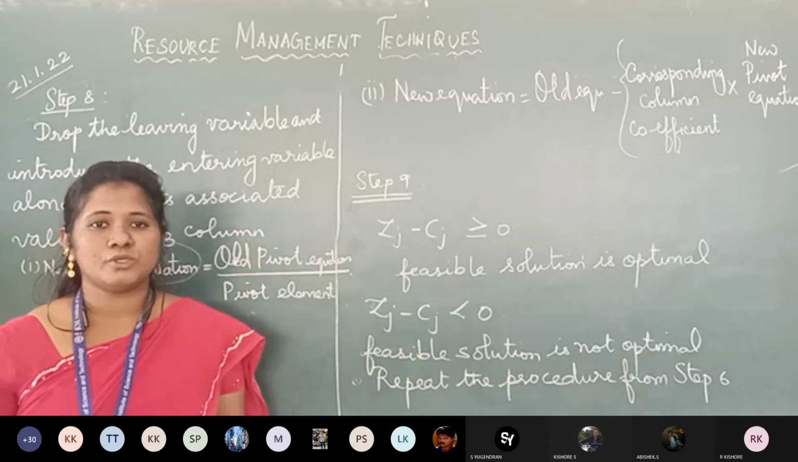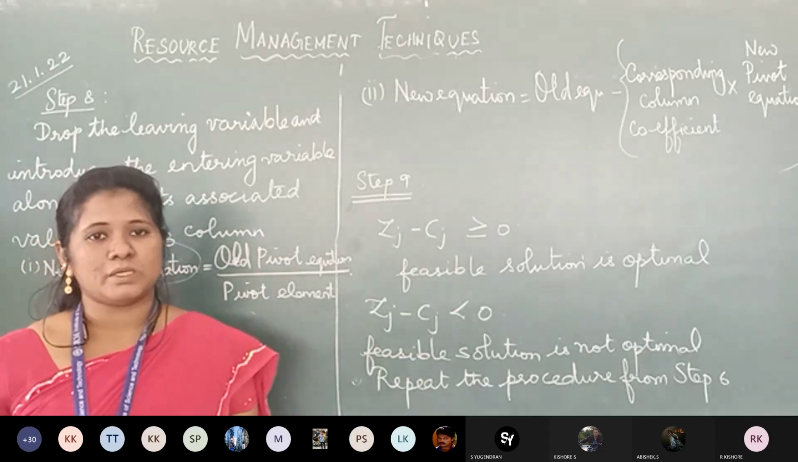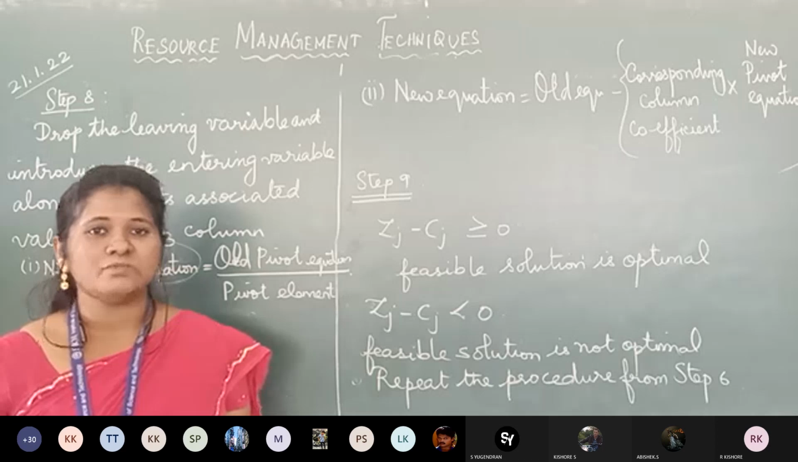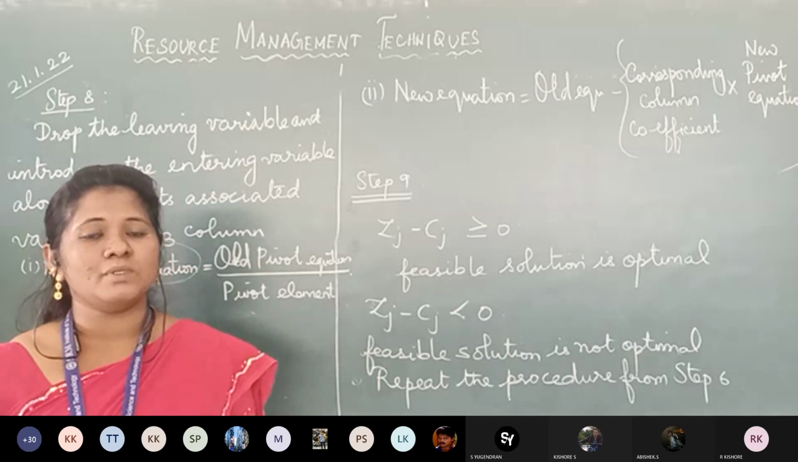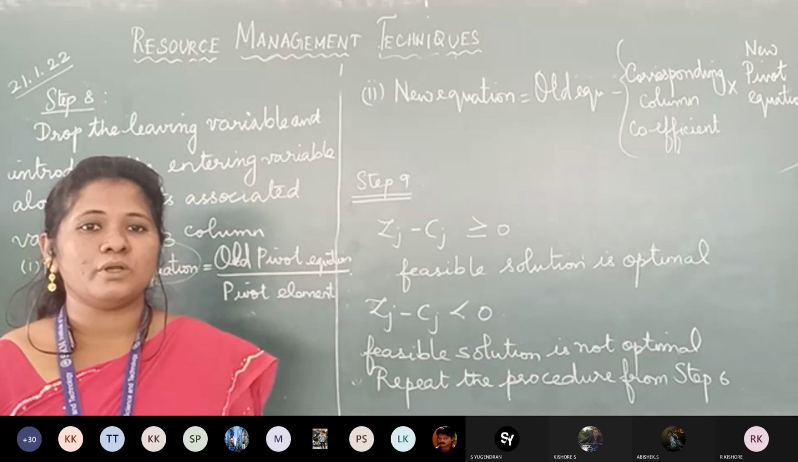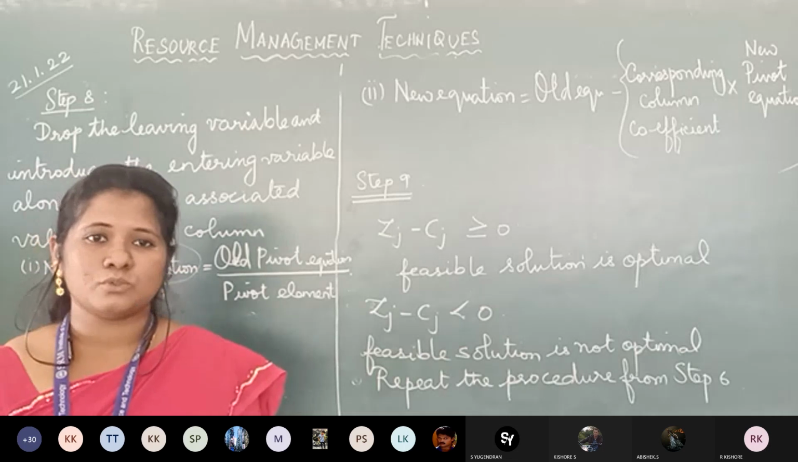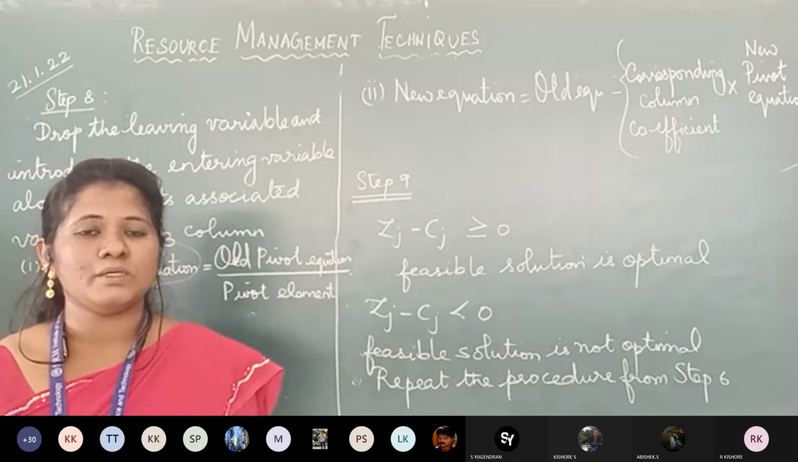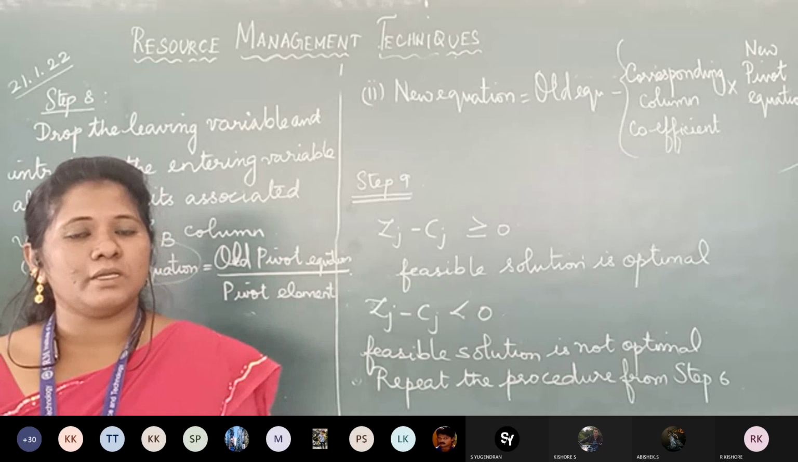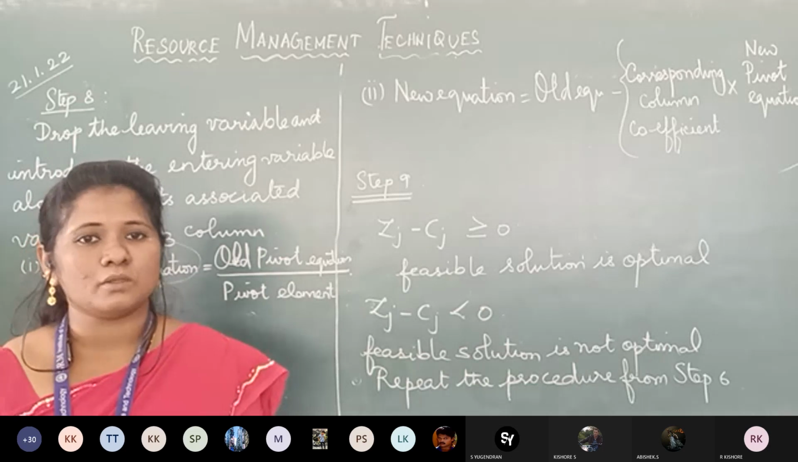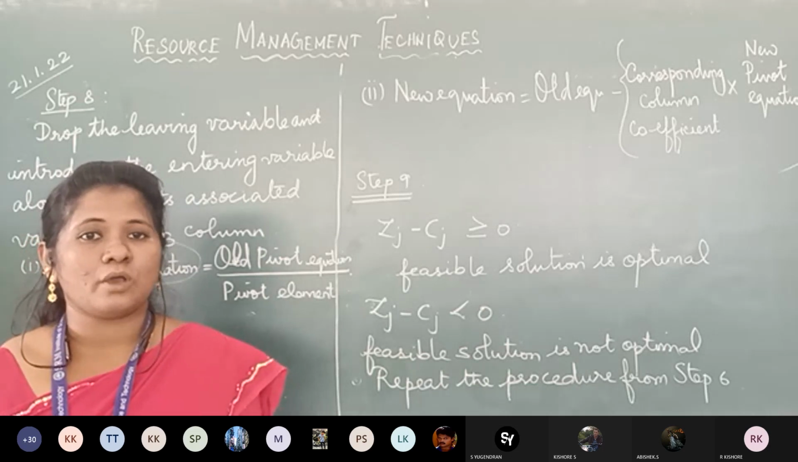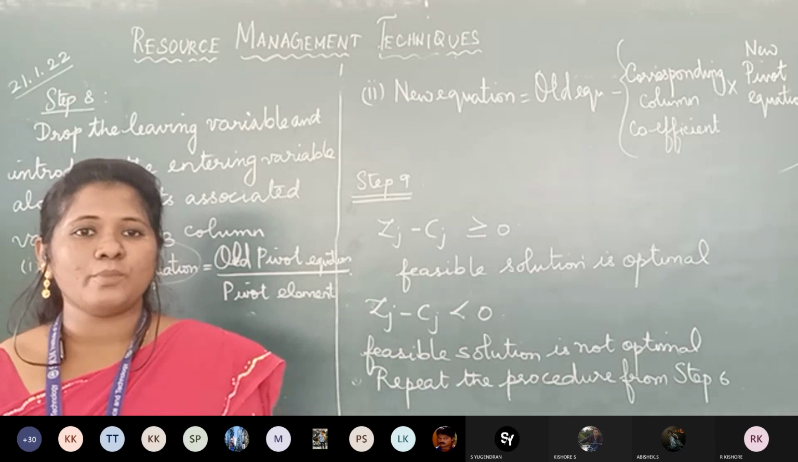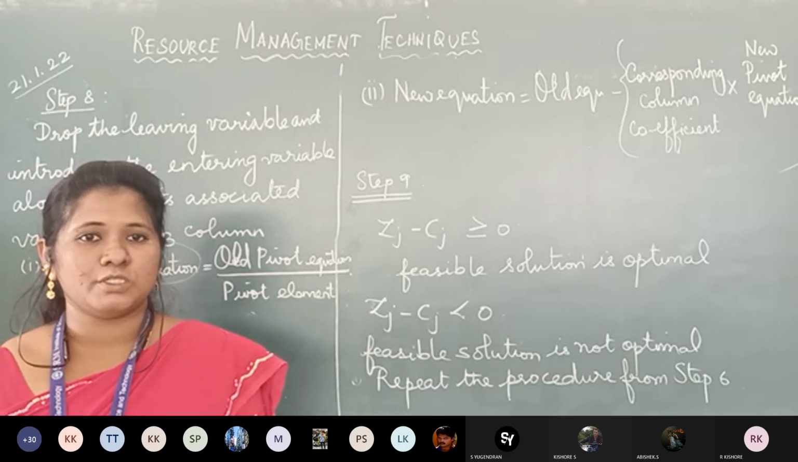Step 3 is introducing your slack variables or your surplus variables. Since it is maximization, we will be introducing only your slack variables S1, S2 and so on. However many inequality constraints there are, you will introduce slack variables. In this third step, you're changing your canonical form into standard form.